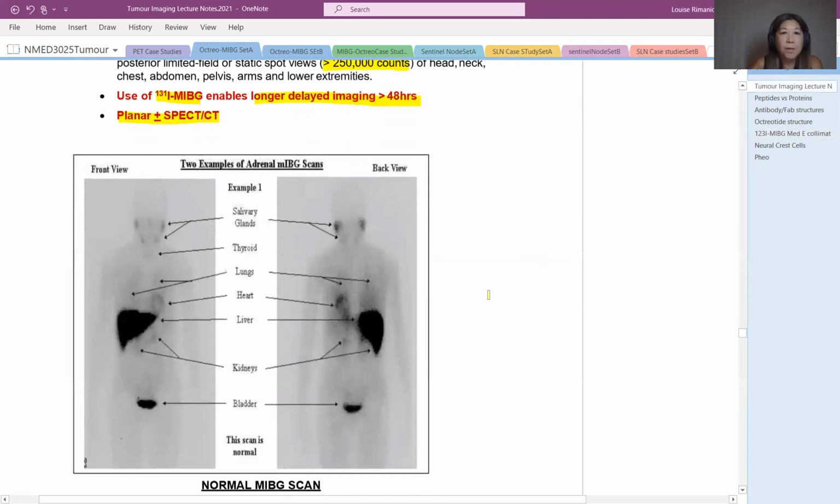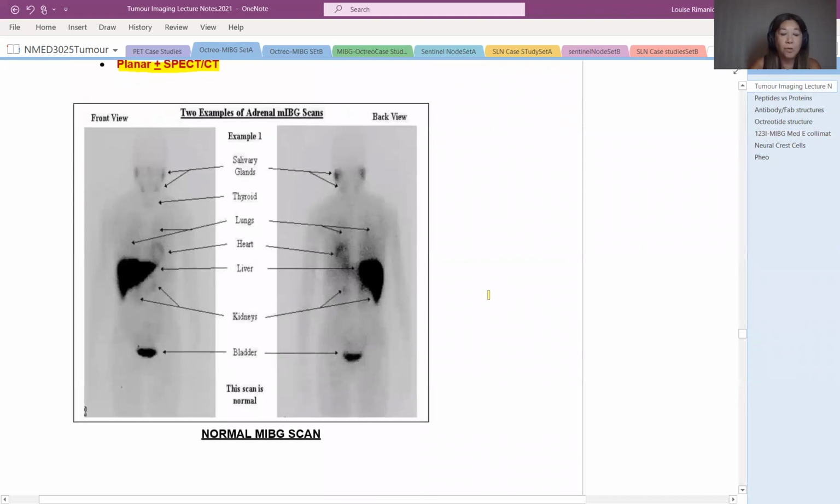Okay, so here's a diagram that shows you the normal MIBG scan. So again, turn my pointer on. Hold on one sec.